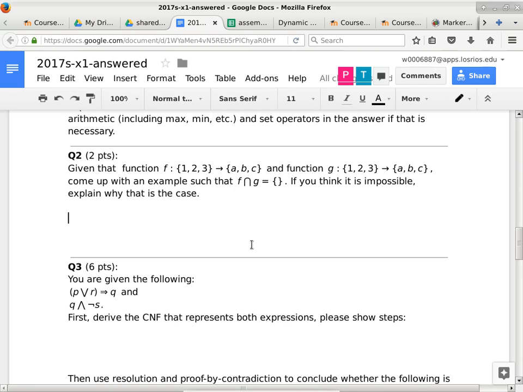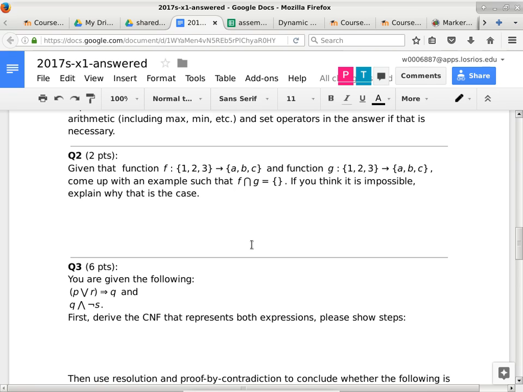So I want you to come up with an example. There are many ways to do this. You just have to pick one single example to define F and define G, so that their intersection is an empty set. They do not share anything. So if you think this is impossible, also explain why that is impossible. I leave an option here for someone to say it is impossible. So first of all, is it possible?